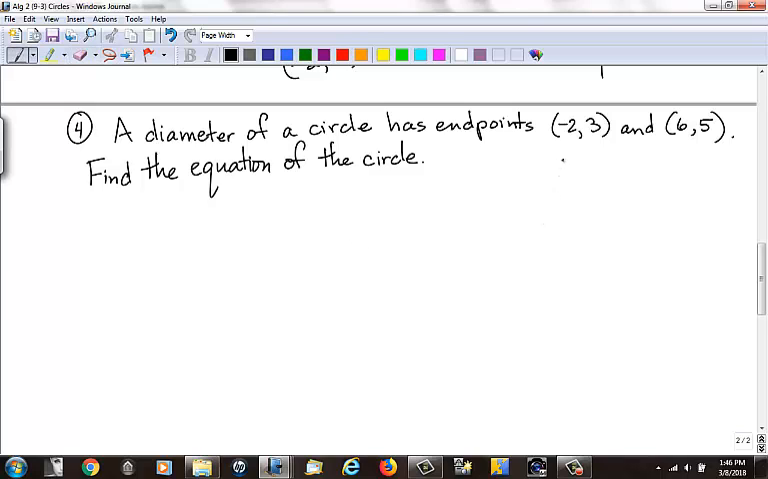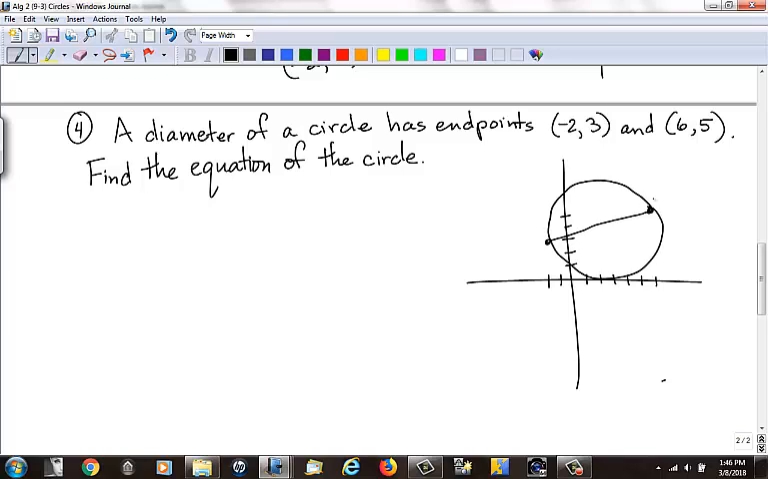Okay, so picture-wise, it says the two endpoints of the diameter are negative 2 and up 3, and 6 and up 5. That is the diameter. So basically you have a circle going through, I don't know exactly what it looks like, but something like that. Not very good, because it should go through the center. The diameter goes through the center.